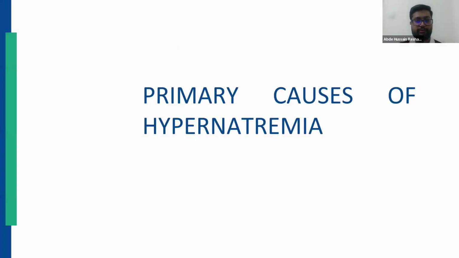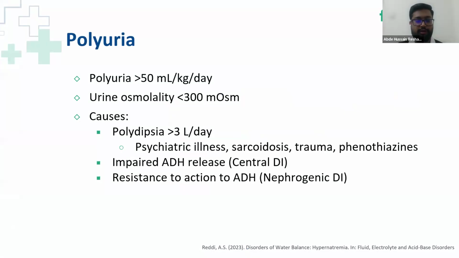Now, what are the primary causes of hypernatremia that we usually see? So a polyuria that we can observe, where the urine output is more than 50 ml per kg per day, and with a urine osmolality of less than 300 milliosmoles. The causes could be either polydipsia, psychiatric illnesses, sarcoidosis, any trauma patients also, phenothiazine use, impaired ADH release, which could be due to central DI, and resistance to the action of ADH, also called nephrogenic DI.